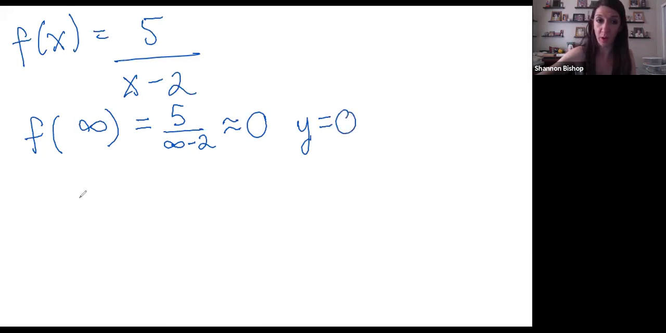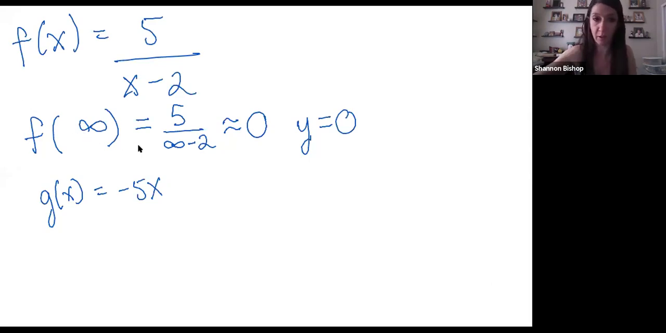And for the other one, what was the other one? G of x was, what was it? -5x. Oh gosh, what was that? I'm going to have to go back and look at my little screen for a second. Bear with me. What was the -5x? Oh, -4. Okay. -5x minus 4 over 2x plus 6.